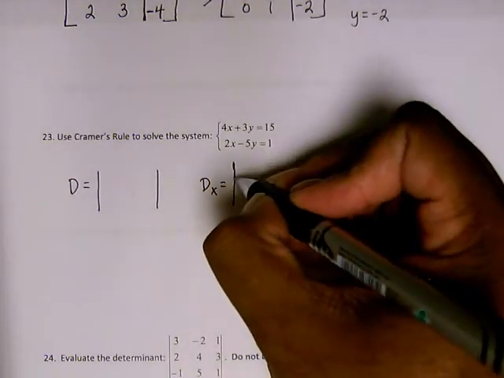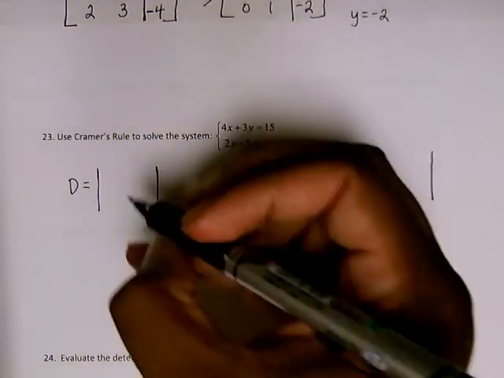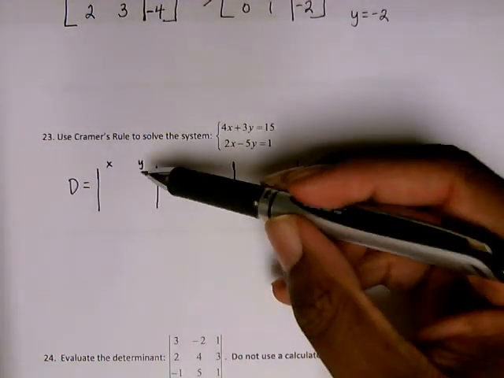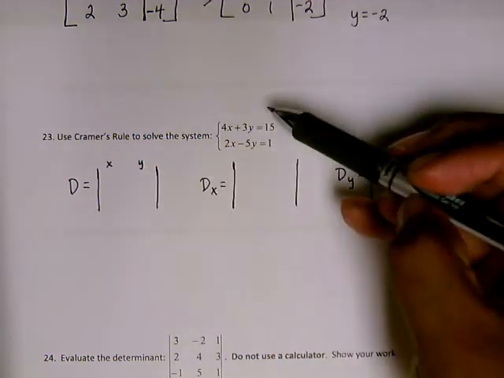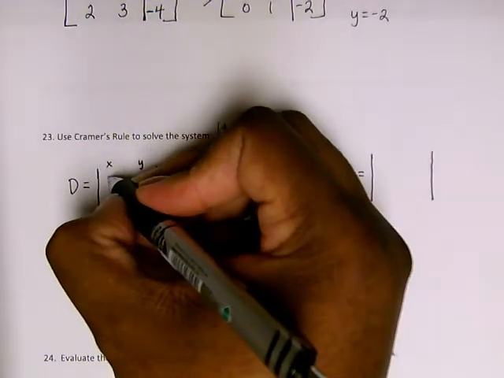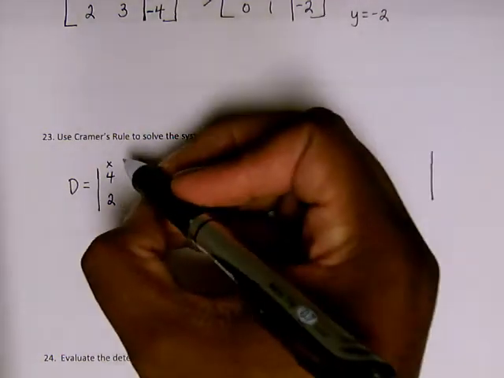Okay, because you have to have 3 matrices here, and you're going to find 3 determinants here. Your d is always going to be the x and your y coefficients. Here's your x coefficients right here, 4 and 2. The y coefficients here are 3, negative 5.